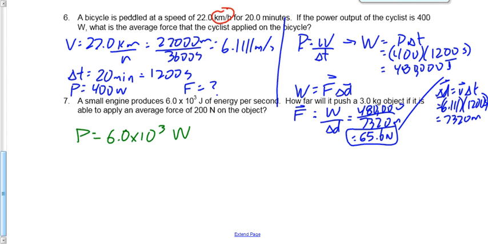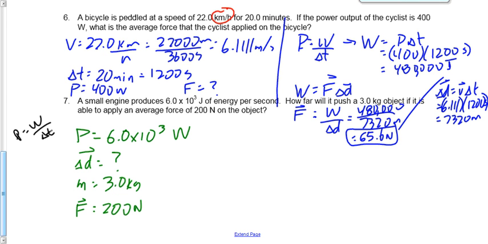Either one's correct, though. How far will it push a 3 kilogram object? We're looking for displacement here. The mass is 3 kilograms, and the force is 200 newtons. I think that's all we got here. Okay, so what do we have that we can try? Power is equal to work over time. Work is equal to delta E. Work is equal to F times D. And maybe we throw in a V equals D over T in there. Who knows? But the main ones we have are what we have written down there.